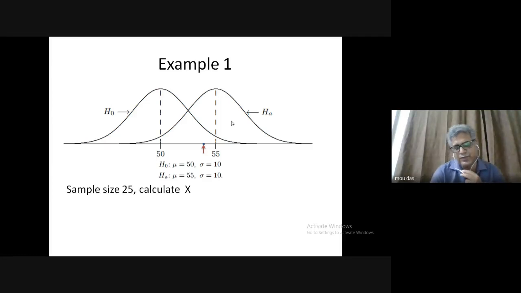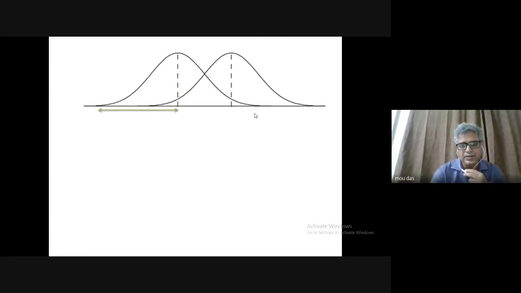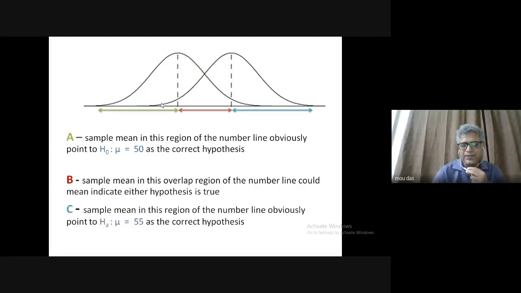So for a sample of 25, you will calculate X, and if H0 is true, then X is distributed as N with mean 50, like the first curve. And if HA is true, X is distributed as N with mu equal to 55, the second curve. So there are three zones in these two overlapping normal curves of sampling distribution. Zone A: any sample mean in this region, suppose our sample mean is 49, then obviously H0 is true. Similarly, if it falls in zone C, that is, if it is 56, obviously the alternative hypothesis is true, that is, our sample represents a different population where the age of incidence of breast cancer is older.